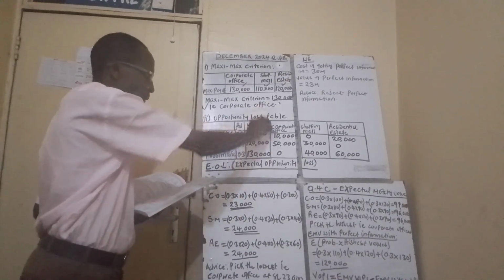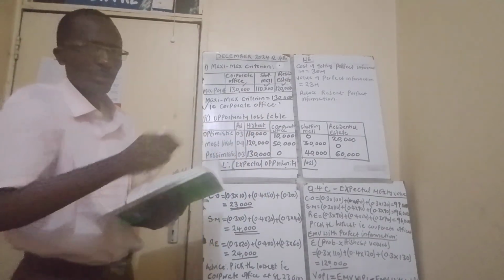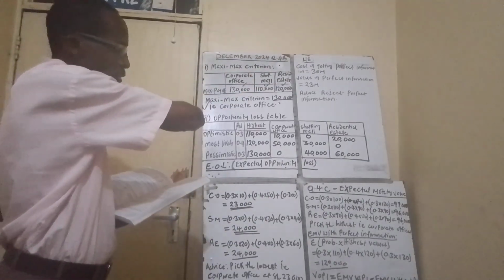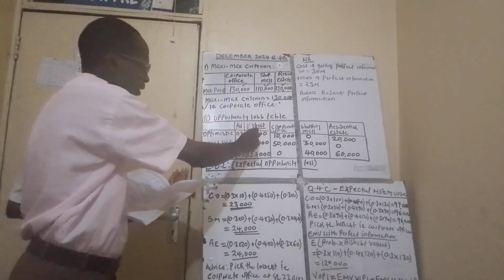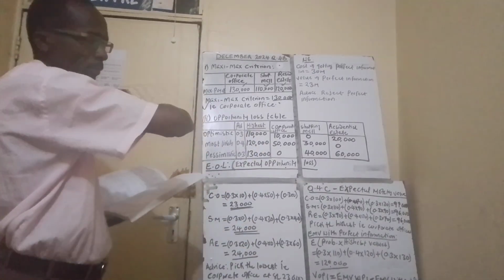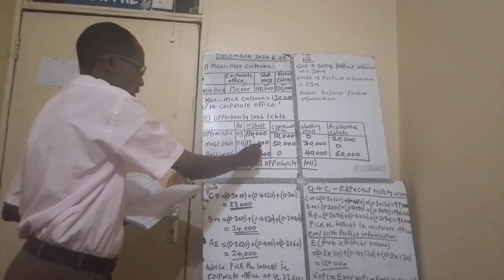Remember, you have a column where you are showing highest numbers. You go along each row, pick the highest number in the first row, and you put it there. Go to the second row, pick the highest number, and you put it there.